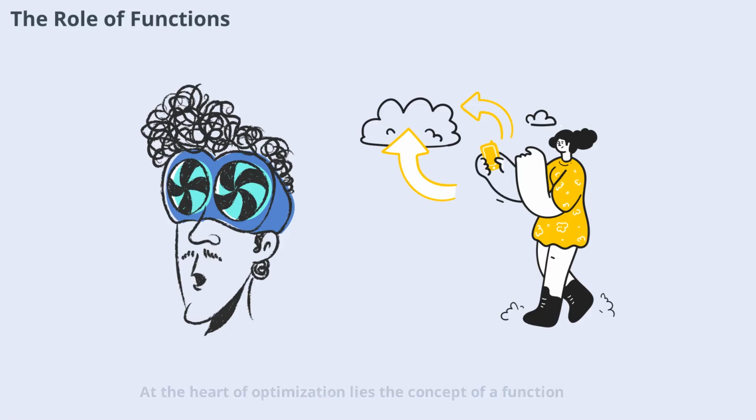At the heart of optimization lies the concept of a function. A function takes an input, performs some operations, and produces an output. In machine learning, functions often represent the relationship between input data and predictions. The goal is to adjust the parameters of the function so that the output is as close as possible to the desired result. This is where gradient descent comes in, helping us tweak those parameters efficiently.